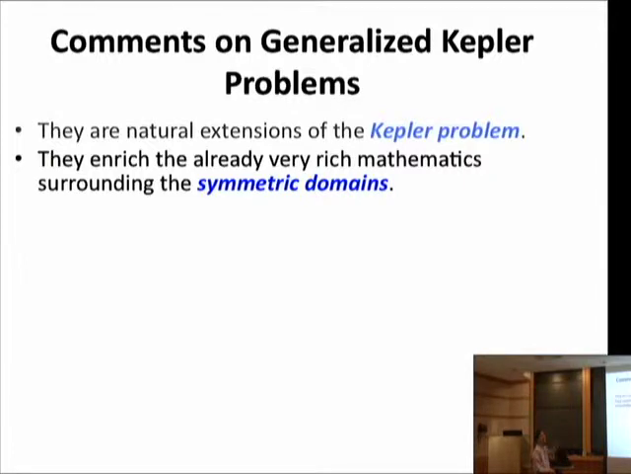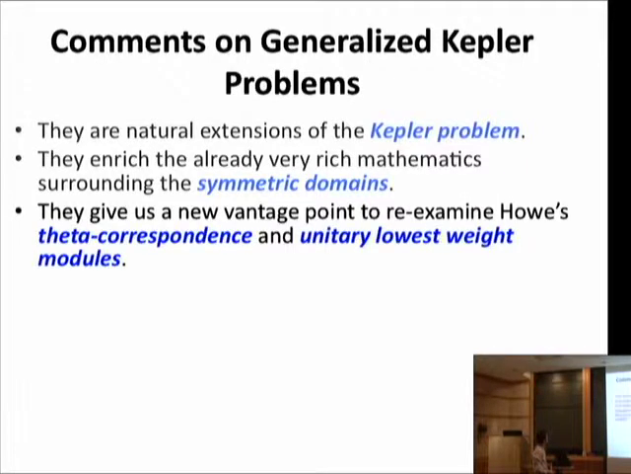The symmetric domain, the simplest one is the upper half plane. For each of these Jordan algebras, there's a corresponding symmetric domain of tube type associated to it. And that gives us a new vantage point to re-examine the Howe theta correspondence and unitary lowest weight modules.